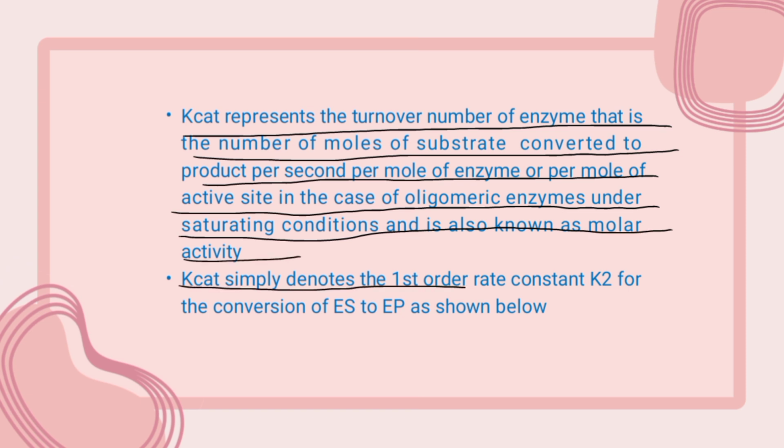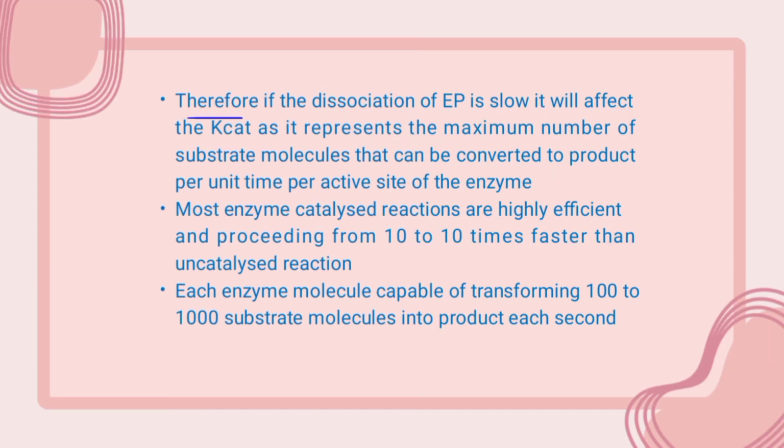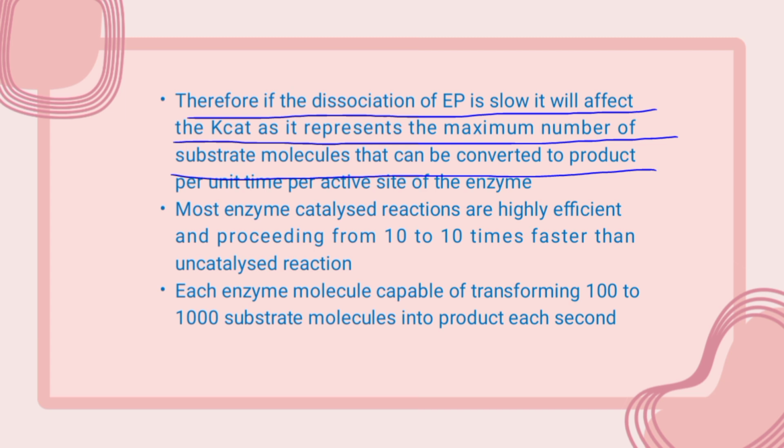Kcat simply denotes the first order rate constant k2 for the conversion of the enzyme substrate complex to EP, as shown below. Therefore, if the dissociation of EP is slow, it will affect the Kcat, as it represents the maximum number of substrate molecules that can be converted to product per unit time per active site of the enzyme.